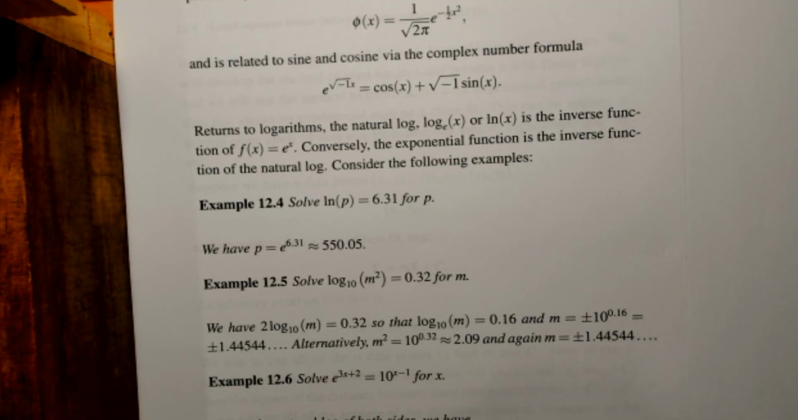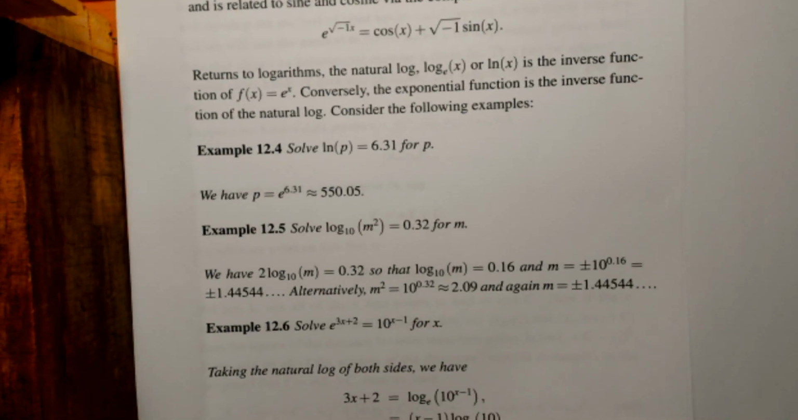Now, why the plus or minus? Well, because we had a square there. So inside that square, if we put either the plus or the minus, squaring that would give a positive number. So there are two solutions to that. Alternatively, m squared is 10 to the power of 0.32, which is approximately 2.09, and again, taking square roots gives you plus or minus 1.44544, and so on.